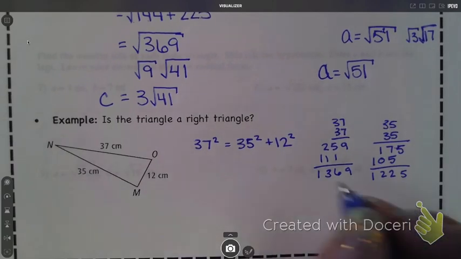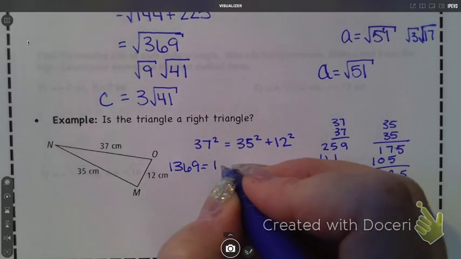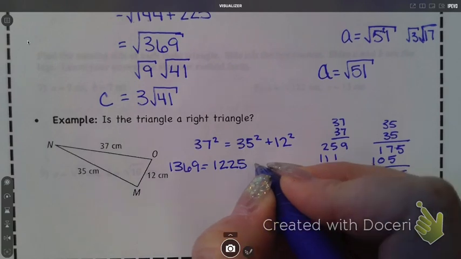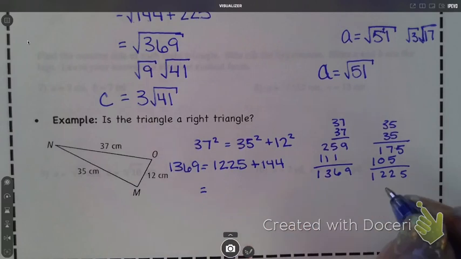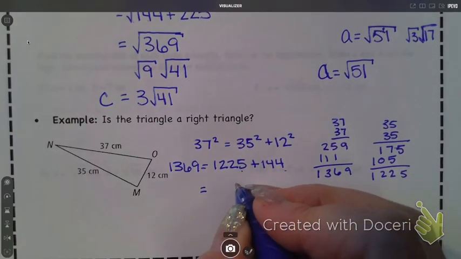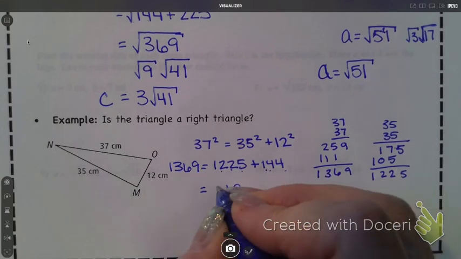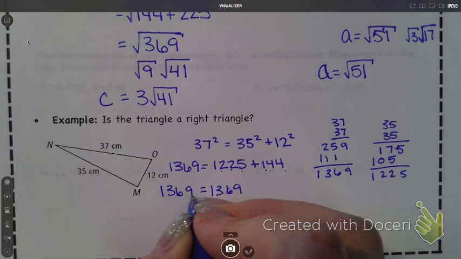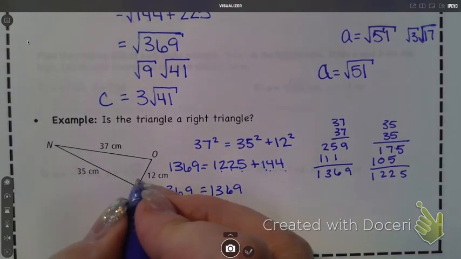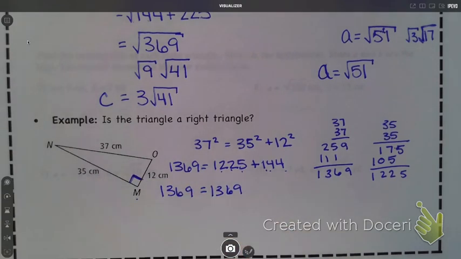Okay, so I have 1,369 equals 1,225 plus what? 144. So 4 and 5 is 9. 2 and 4 is 6. 1 and 2 is 3. So, do they equal? Yeah. So, is it a right triangle? Yes. And the right angle is where? At M, right? Across from that longest side.